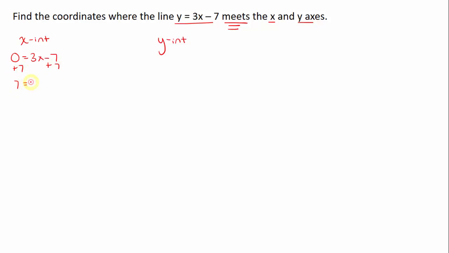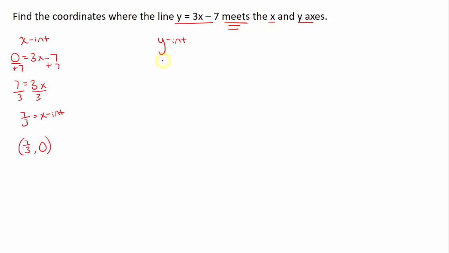So I add 7 to both sides. I get 7 equals 3x, divide by 3. I get 7/3 as my x value when I solve this, and this is actually my x-intercept. So when I write my coordinate, I'm going to write 7/3 in place of x, but 0 in place of y, because 0 was what we plugged in for y.